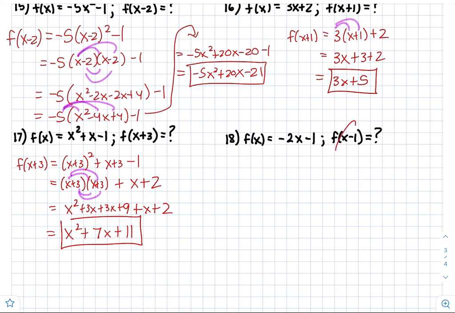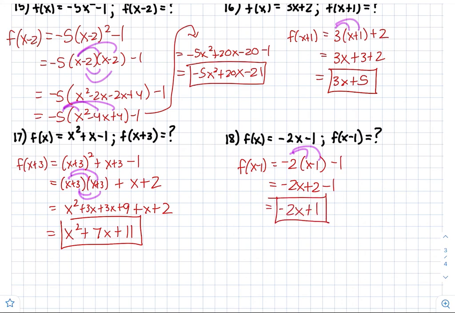18, you are substituting in x minus 1 in for x. So f of x minus 1, everywhere we see an x, it is now x minus 1. Distribute. Negative 2 times x is negative 2x, negative 2 times negative 1 is plus 2, minus 1. Negative 2x, 2 minus 1 is plus 1. And there's your answer for those functions. So that concludes your homework for finals day number 4.